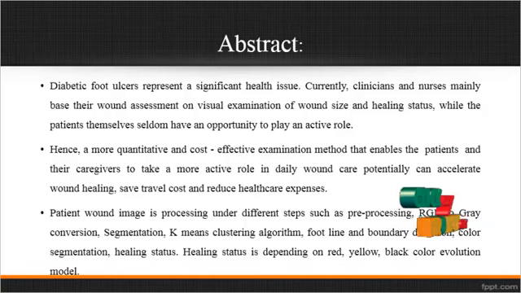The patient wound image is processed in different steps such as pre-processing, RGB to gray conversion, segmentation, K-means clustering algorithm, outline and boundary detection, color segmentation, healing status, etc. The healing status depends on the red, yellow, black color evolution model. In this process, we segment the region of interest, that is the affected region, and then features are extracted from that region to classify whether the input is normal or in an abnormal condition.